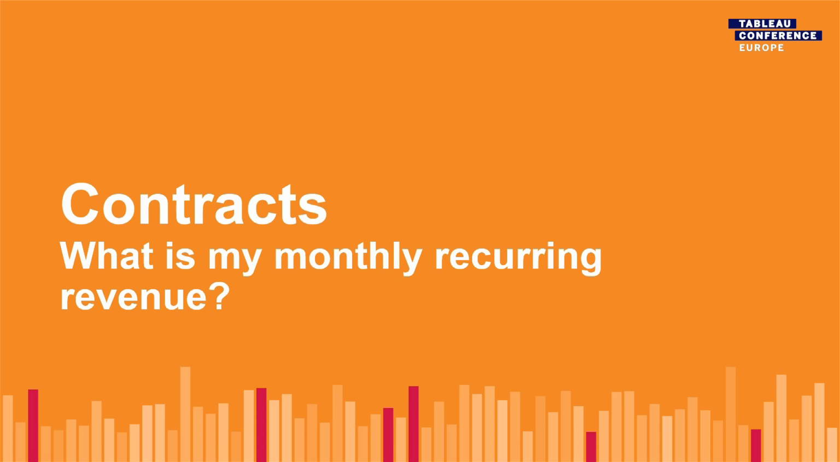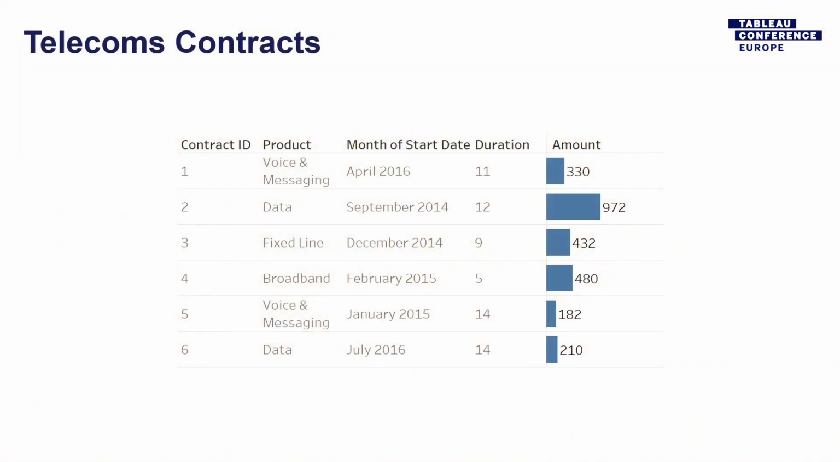And a lot of things in our lives these days are on a subscriptions basis. I've already mentioned Spotify, but if you think of your Netflix, your Amazon Prime, and even Tableau now. This data set is looking at telecoms contracts, and each row in the data set corresponds to a unique contract with what product was sold, when the contract started, how long it will last for, and for how much the total contract is worth. And it's a good data set, there's nothing wrong with it.